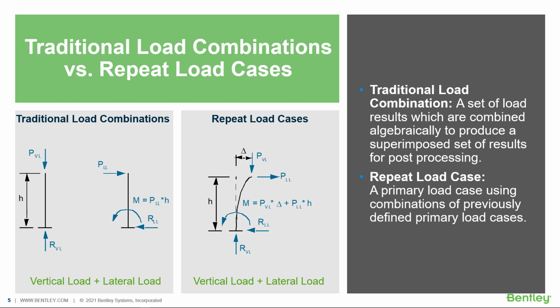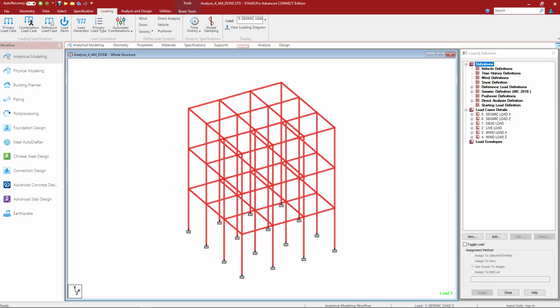Whenever you're performing any type of second-order analysis, including a P-delta analysis, a direct analysis, or if you have a model that contains tension-only or compression-only members, you must generate repeat load cases to ensure that all of the second-order effects are captured in your analysis results. For that reason, we will be generating repeat style load cases for this model, as a direct analysis is a second order analysis. So let's go ahead and get started.